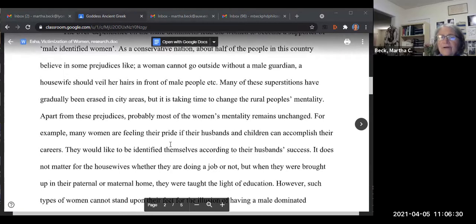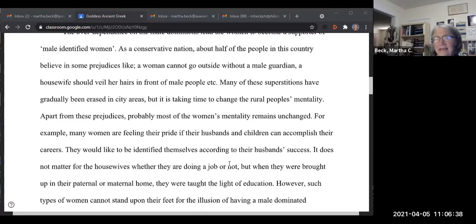For example, many women are feeling pride if their husband and children can accomplish their careers. I think it would be more reasonable to just say, given that many women are not allowed to pursue their own careers, it makes sense to think that they instead encourage their husbands and their children to succeed where they cannot. Something like that. But again, it would be good to have some kind of a reference to that.